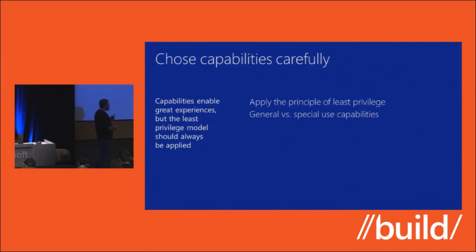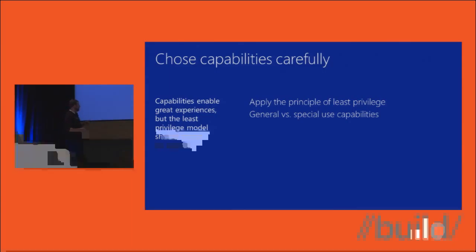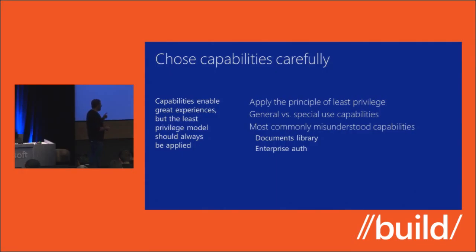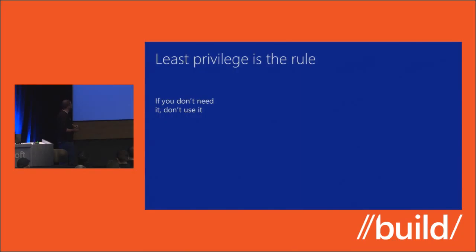The other thing here is there are general and special use capabilities. There's a bunch of stuff that everybody can use and play with, and a bunch of things that you need to think long and hard about before you include them in your code, and we'll cover those. And then I'll highlight the two most commonly misunderstood capabilities, the documents library and enterprise auth. These two are in that group of special use capabilities, and they're very powerful. If you choose to use them, I want to make sure you have the very precise scenario they were intended for in mind before you put them in your package manifest and start shipping apps that have these capabilities in them.